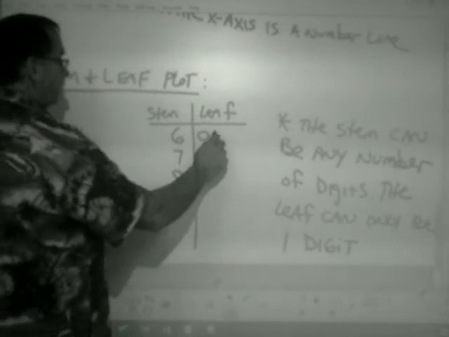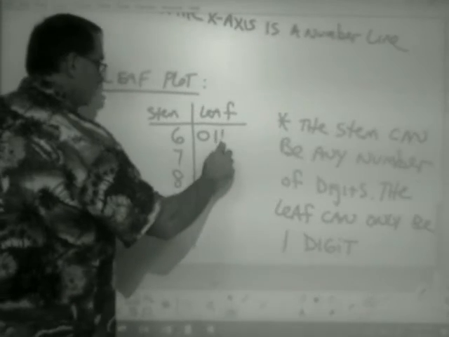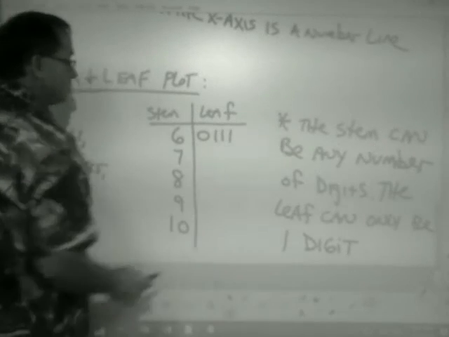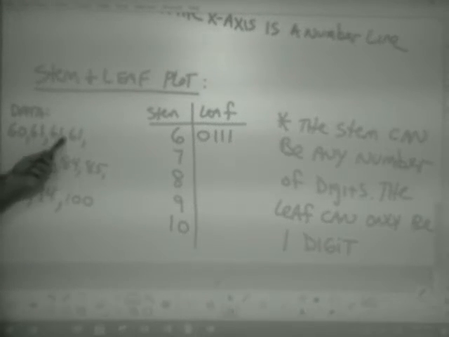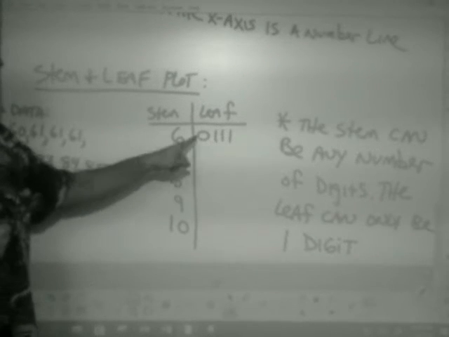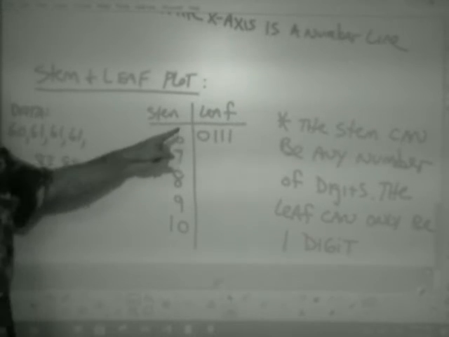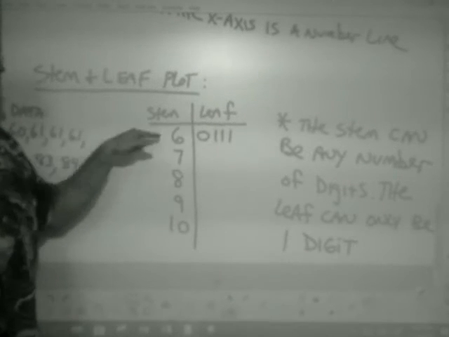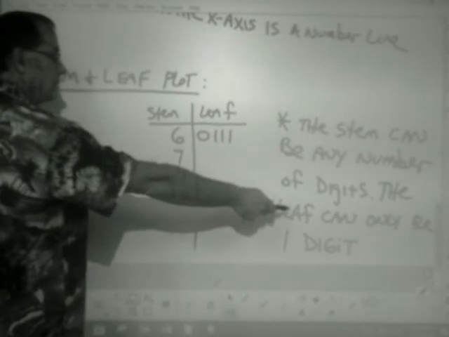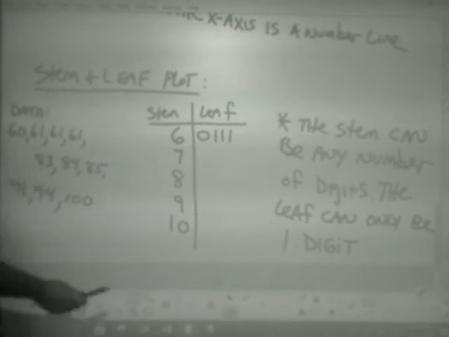61, 61 again, 61 again. Notice, if there are 3 61s, there better be 3 ones out here in the leaf. Every leaf is a piece of data. I've got 4 pieces of data. I've listed 4 leaves so far in the 60s. There's no comma needed between them because it is understood that the leaf is only one digit, so you do not put commas here. Okay?